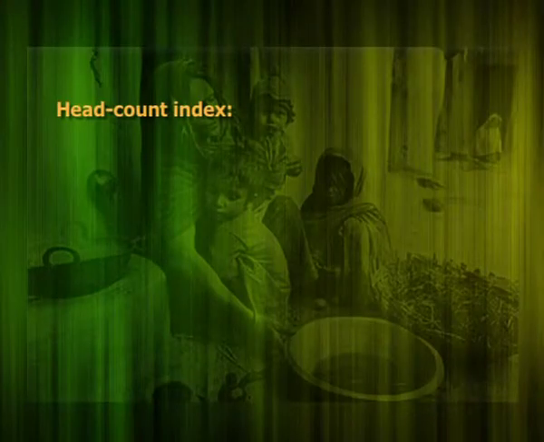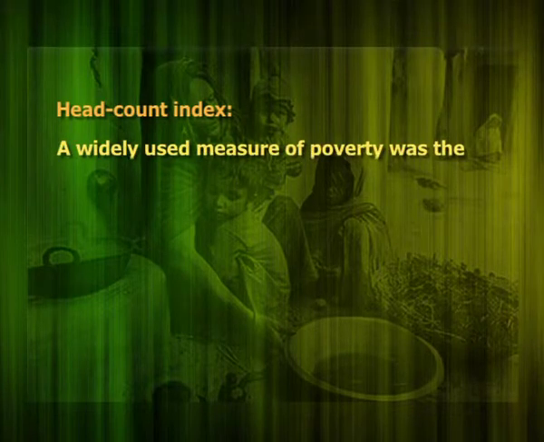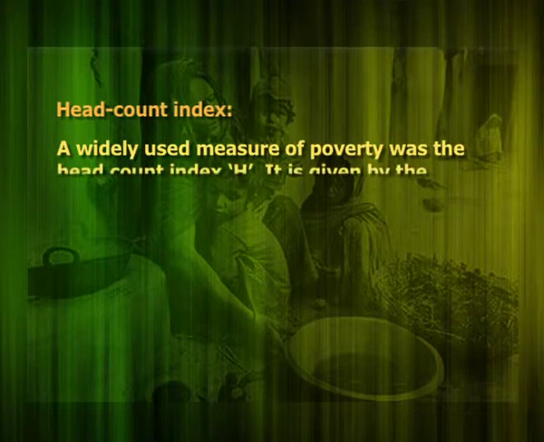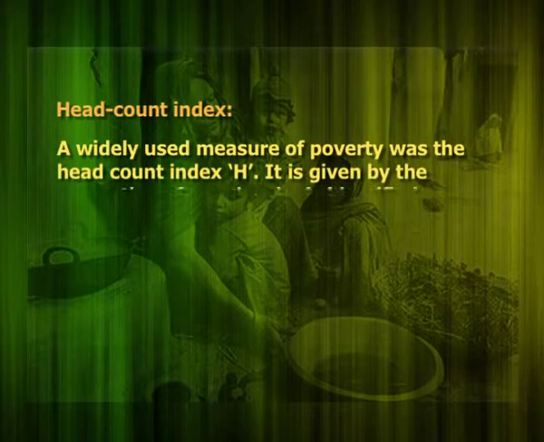The first one is the head count index. This is a widely used measure of poverty and was the head count index H.